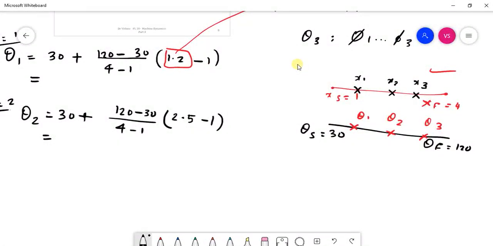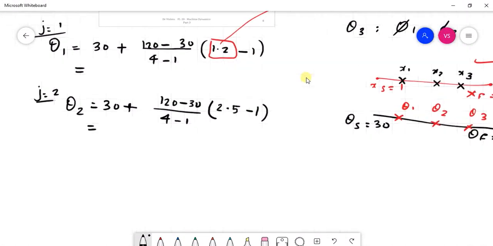And finally theta 3. Put j equal to 3. You will have theta 3. Again, none of these things changes. The only change will be here.